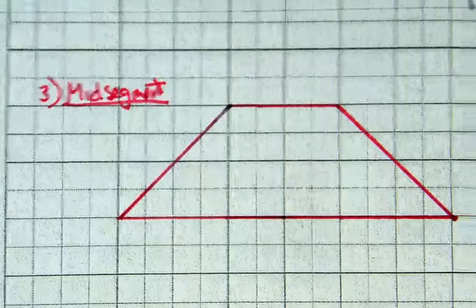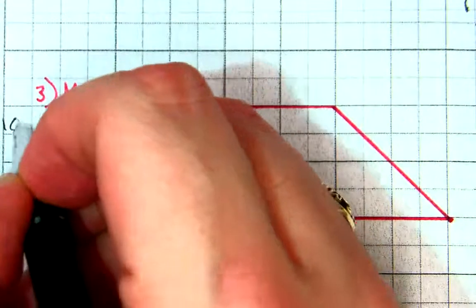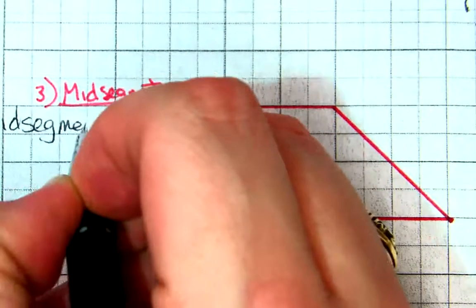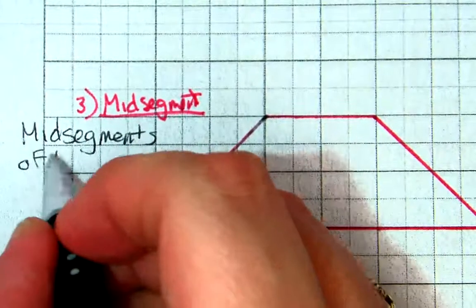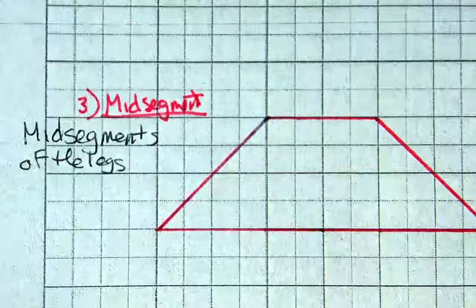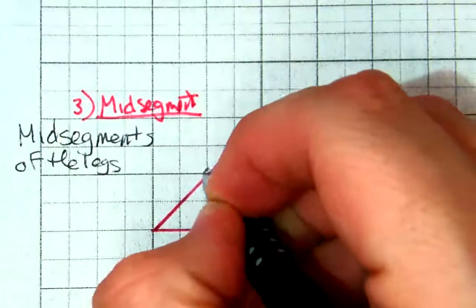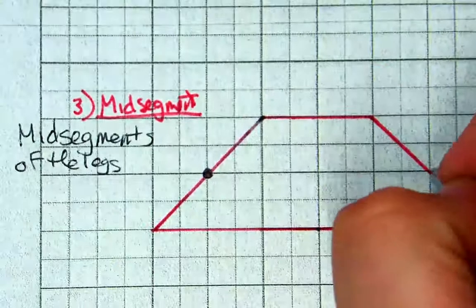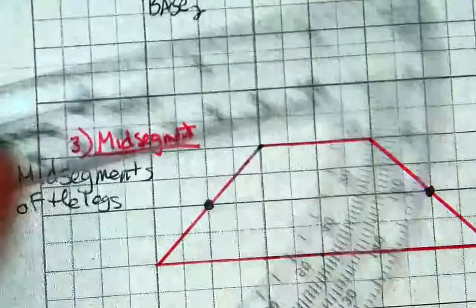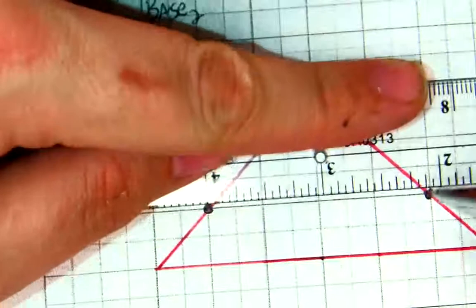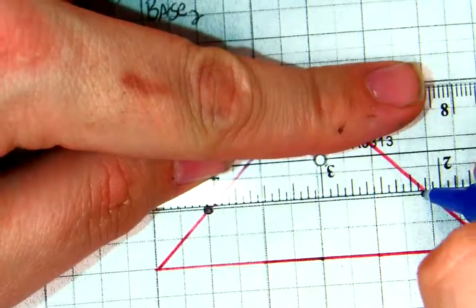Now, mid-segments. In order to find mid-segments, we want to find the mid-segments of the legs. I drew these in a special way so I can find the mid-segment nice and easy. It's right here, and it's right here. So I'll draw in this mid-segment, make it nice and blue so it sticks out.